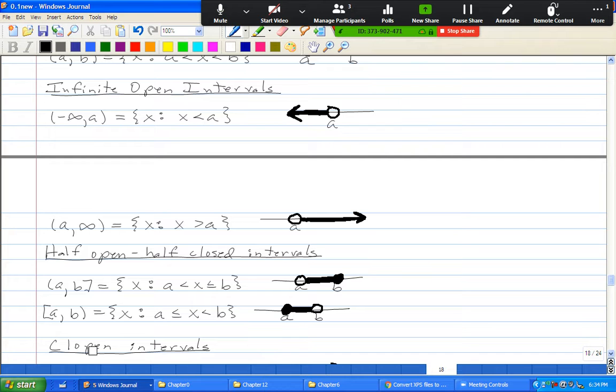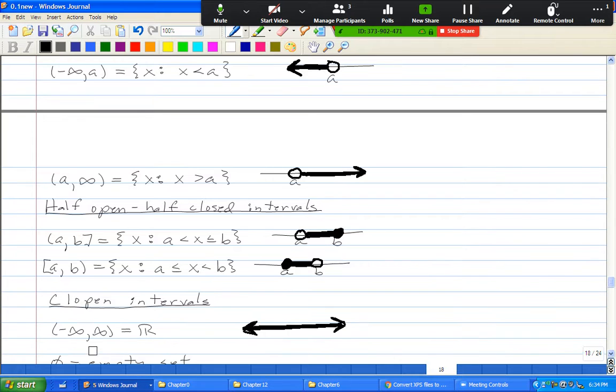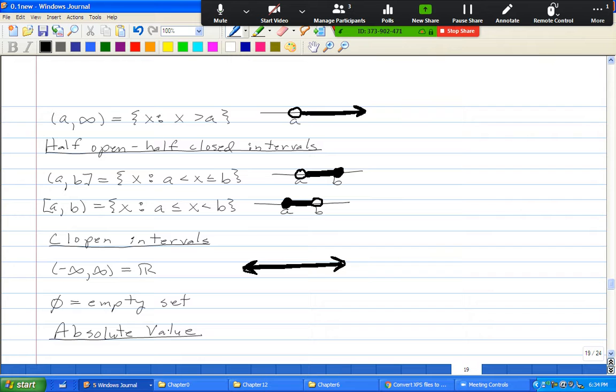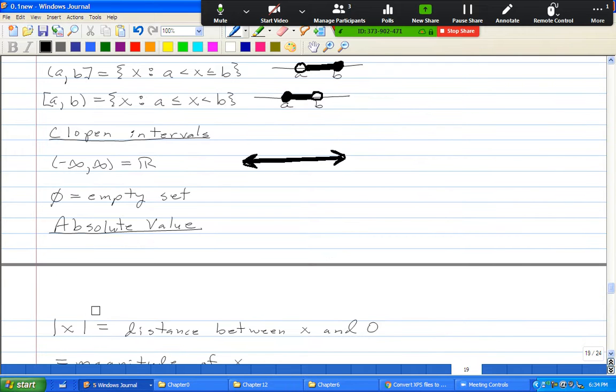The clopen intervals, intervals that are both open and closed. The set of all numbers from negative infinity to positive infinity, so every real number, is a clopen interval, and the set that contains nothing, the empty set, is a clopen interval.